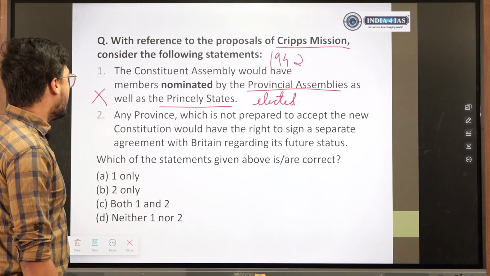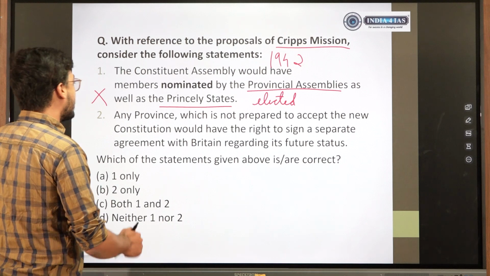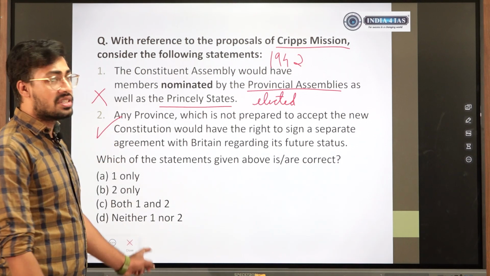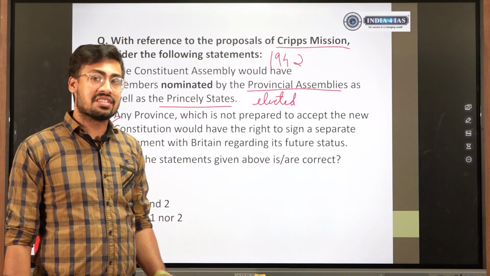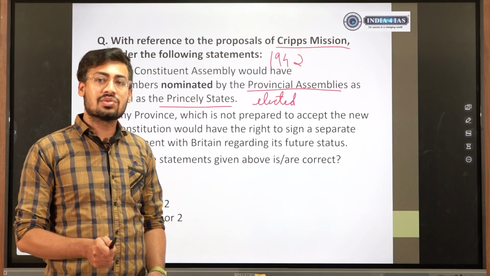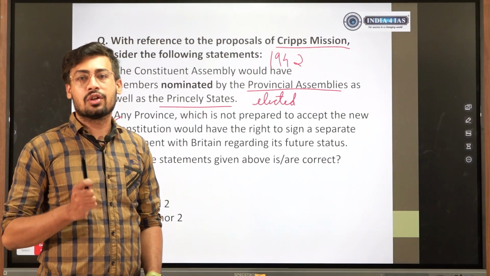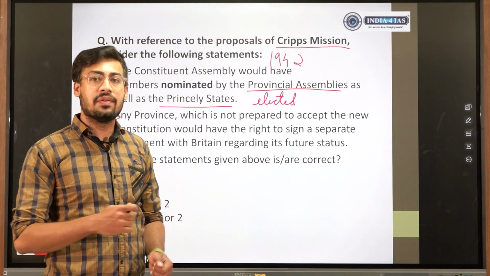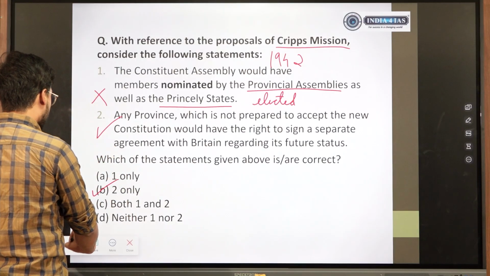Look at option 2. Any province which is not prepared to accept the new constitution would have the right to sign a separate agreement with Britain regarding its future. This is correct, because Cripps mission provided a provision to have a separate constitution or even secede from the Indian Union. This was one of the options given in the Cripps mission, which was under heavy criticism by the Congress, because it took the Cripps mission to be dividing India by giving this option. So the answer to this question is correct. So B is the correct answer.